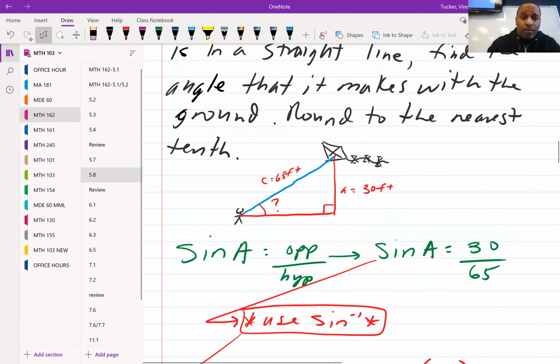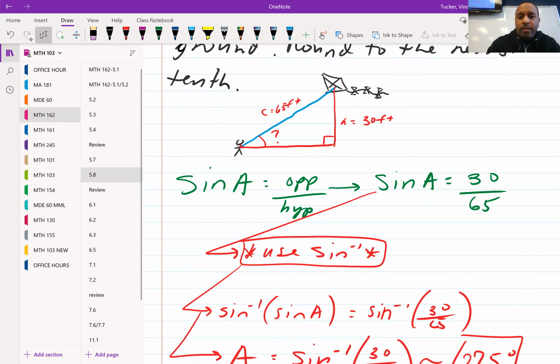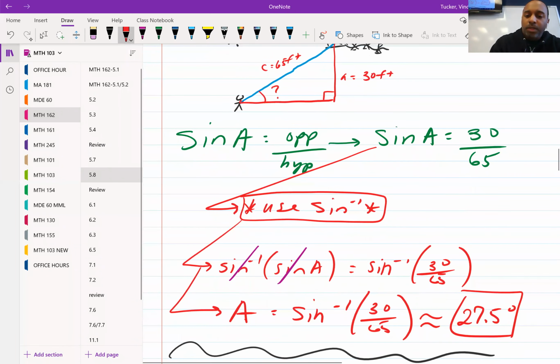And then in order to solve for that angle, we talked about sine inverse last class. So we apply the sine inverse to both sides. The sine and sine inverse cancel here, leaving me with just A. Sine inverse of 30 over 65 is 27.5 degrees. Once again, make sure your calculator is in the right mode.